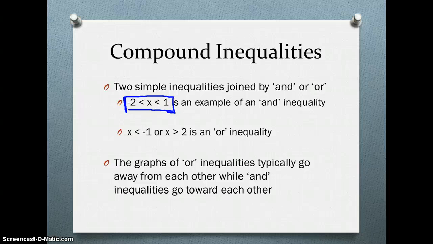Okay, an or inequality actually has two completely separate inequalities, two simple ones, literally joined by or. X is less than -1 or x is greater than 2. We'll see the graphs of these as we do a couple of examples. Or inequalities, you'll notice when we graph them, go away from each other, and inequalities go towards each other. We'll see that here right now.